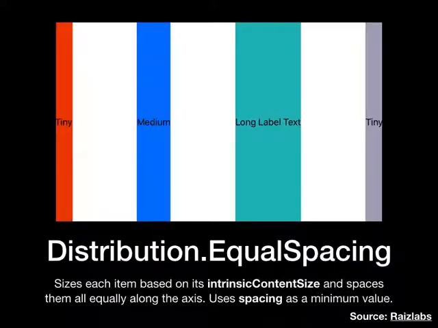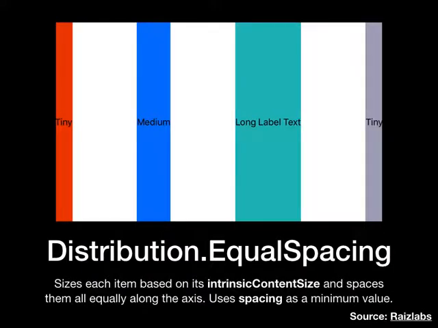Anyways, so this is what distribution is, and I'll go over specifically some other distributions I thought were interesting. So one property: distribution equals equal spacing. What it does is it gives equal spacing to every element, but the way it does that is it uses each element's intrinsic content size to figure out the size of each element, and then it generates even space after that. So you can see that it's not always going to use the minimum spacing value you specified. It's just going to make sure that the space between each element is the same.